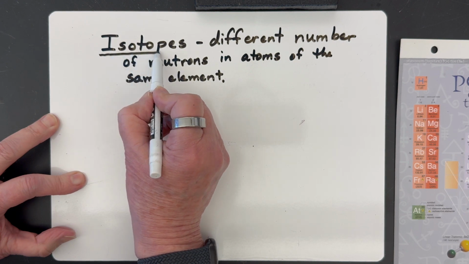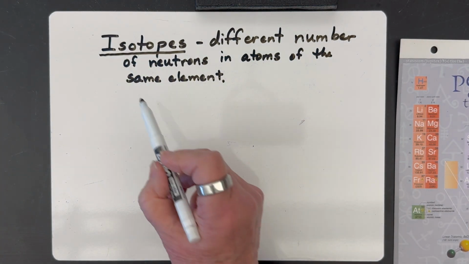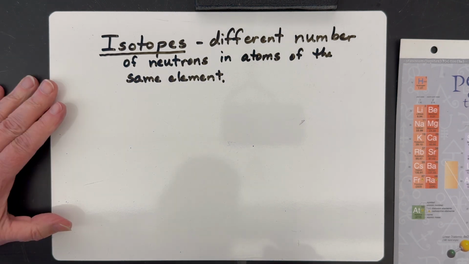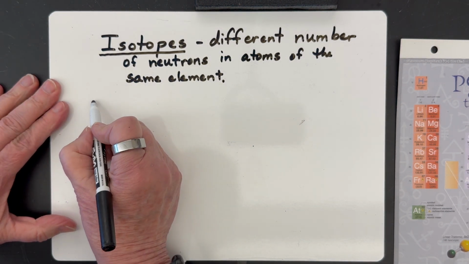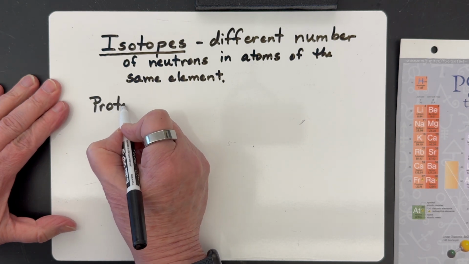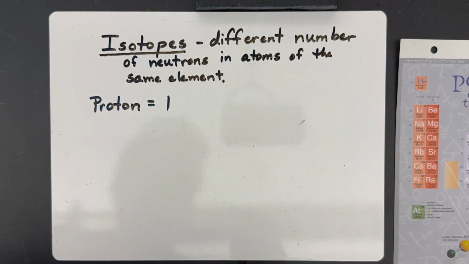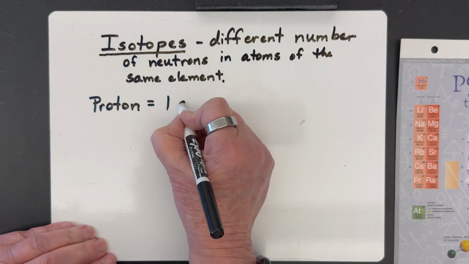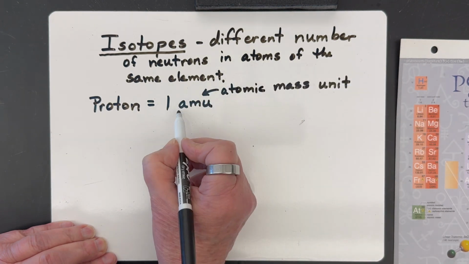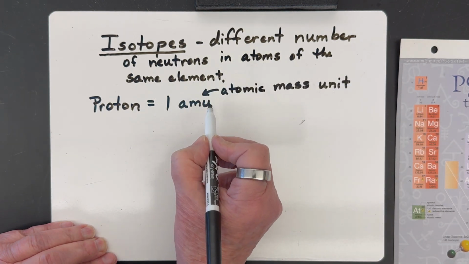Isotopes are atoms of the same element that have different numbers of neutrons. And this is going to affect the overall mass of the atom. Now, here's the deal. Protons, remember, are positive pieces. Protons have a mass of 1 atomic mass unit. AMU stands for atomic mass unit.